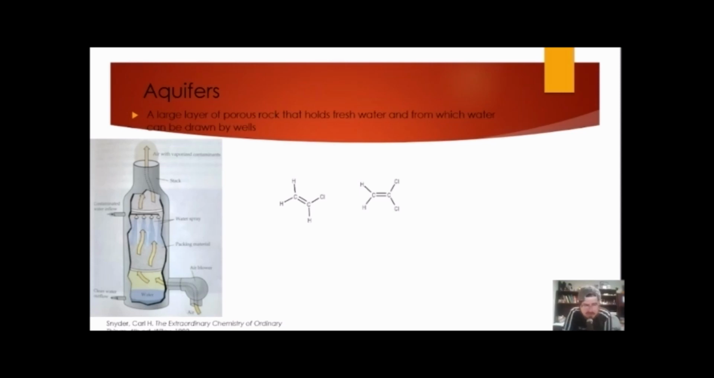Now, we have 3 times as much groundwater as we have above ground fresh water. So things like aquifers are kind of important. An aquifer is a large layer of porous rock that will hold our fresh water from which water can actually be drawn from wells. Now, these aquifers make up 97% of freshwater supplies.